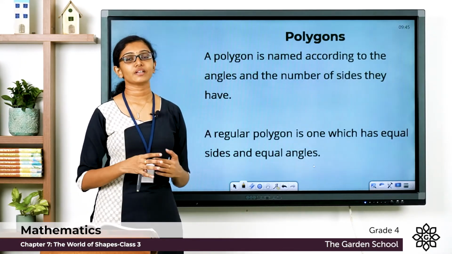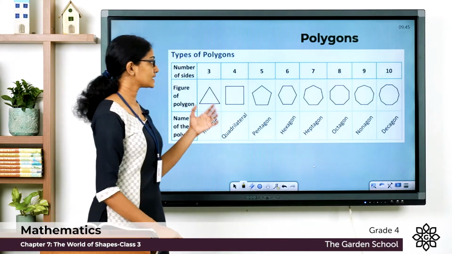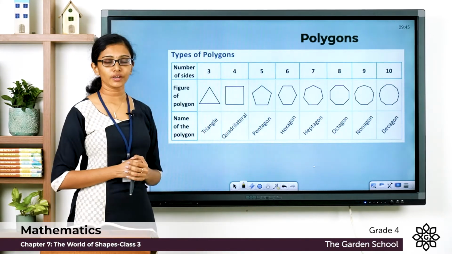Now, we'll see the different types of polygons. You see a table here. This is from your textbook.